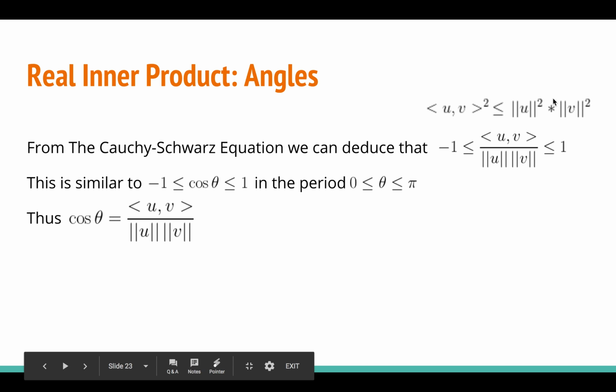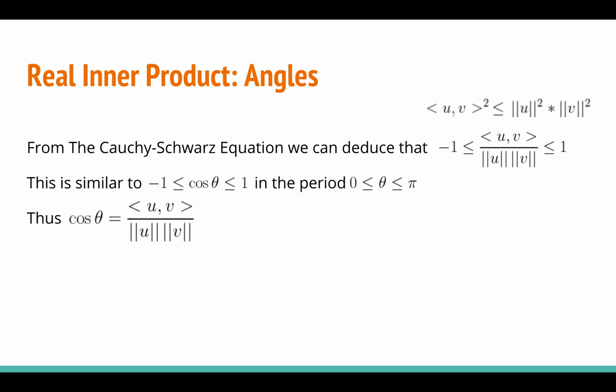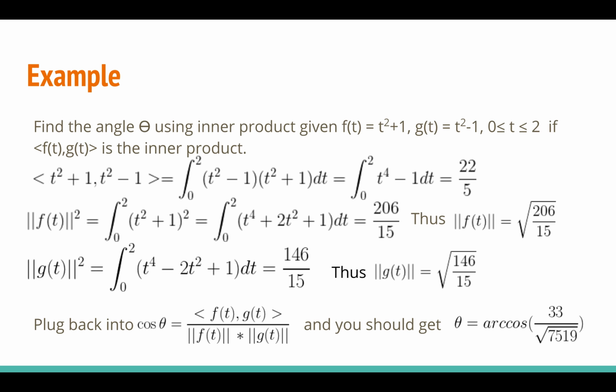And then if you take the square root of both sides, the inner product of u comma v over the magnitude of u and the magnitude of v should be from 1 to -1, because -1 squared is 1, right? So it satisfies this inequality. This is pretty similar to cosine from 0 to pi. So you can say that cosine of theta is equal to the inner product of u comma v over the magnitude of u times the magnitude of v. And then to find the angle, you just take the inverse cosine of both sides. And that's what we're trying to do here.